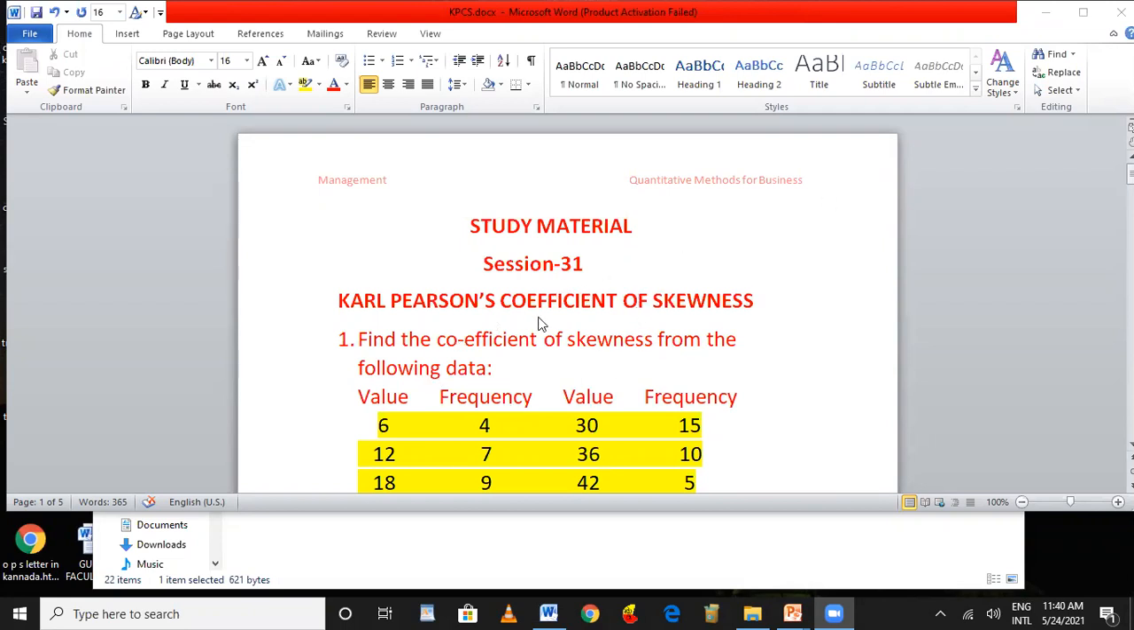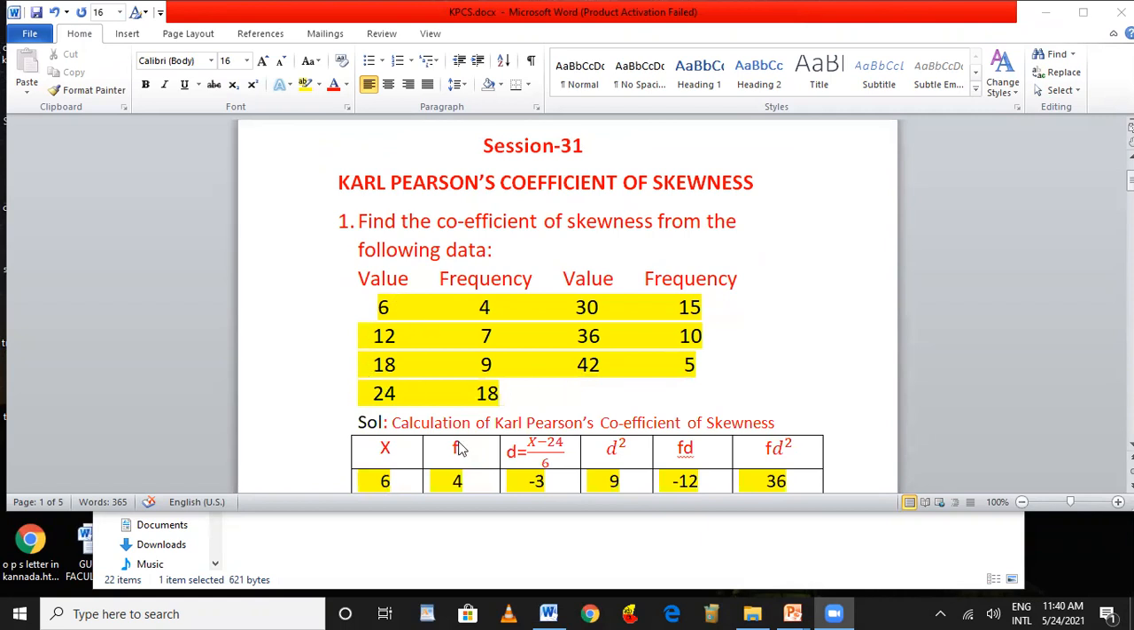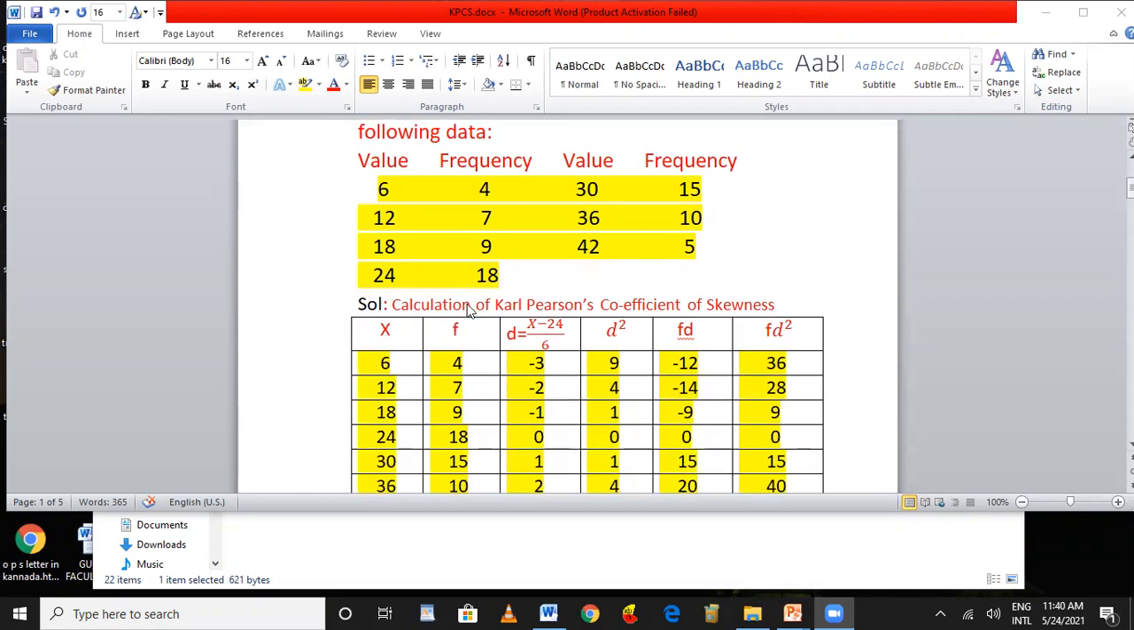In this session, we shall discuss the problems of Karl Pearson's coefficient of skewness. The first one: find the coefficient of skewness from the following data. They have given two series, a value series and a frequency series. As the heading, we have to write the calculation of Karl Pearson's coefficient of skewness.